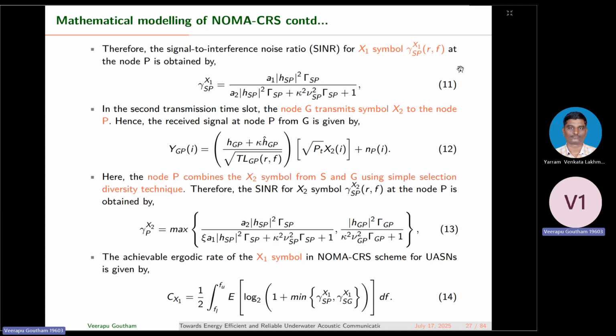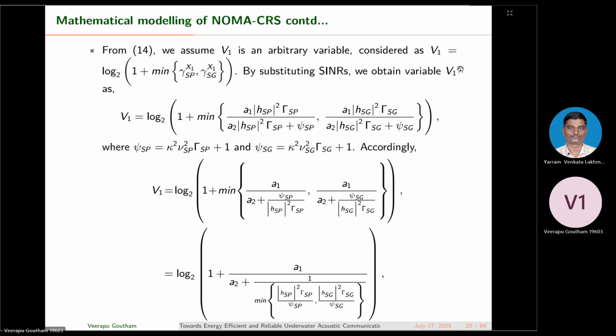Expectation is nothing but the integral from minus infinity to infinity of x times f_X(x). If I know the probability density function, then I can find out the expectation. Now my aim is to find out the probability density function. Okay, here in the previous equation we have log to 1 plus the minimum of the signal to noise ratio from source to the far user for x1 symbol, and source to the near user for x1 symbol.